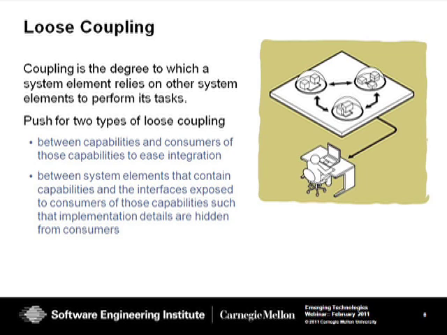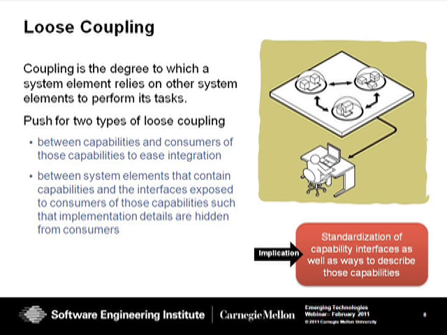Another type of loose coupling that we're seeing is between the system elements that contain the capabilities that are exposed and the interface to those capabilities. Service orientation is also an example of that, where you have a clear separation between the interface and the capabilities, such that as long as you have a standardized interface, you can access those capabilities from pretty much any type of consumer.